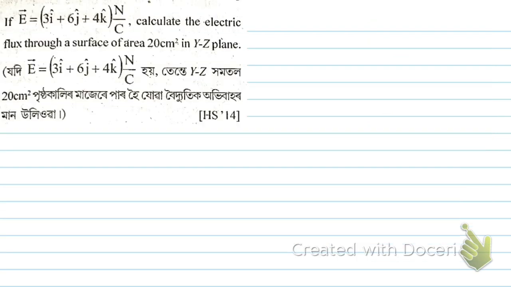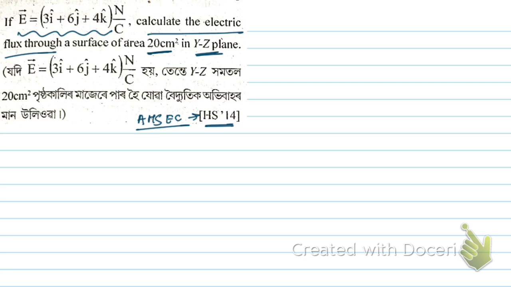So here you see, this is the first problem we're going to take. There's an electric field given, and we need to calculate the electric flux through a surface area. This is the area of the surface, and that surface is in YZ plane. This was asked in 2014, in the Assam Higher Secondary Education Council AHSEC final examination.